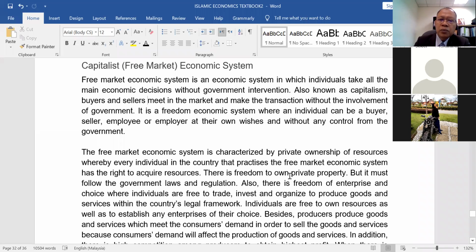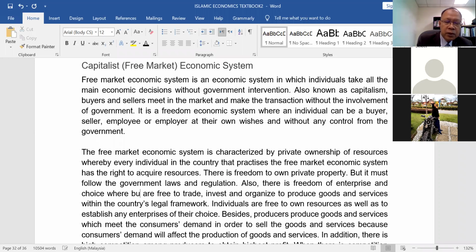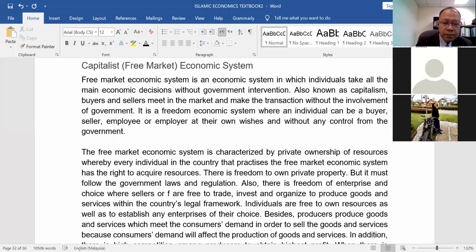There is freedom to own private property. So individuals can own land, they can own houses, cars, but it must follow the government laws and regulation. Also, there is a freedom of enterprise and choice where sellers or firms are free to trade, invest, and organize to produce goods and services within the country's legal framework. It must be legal.